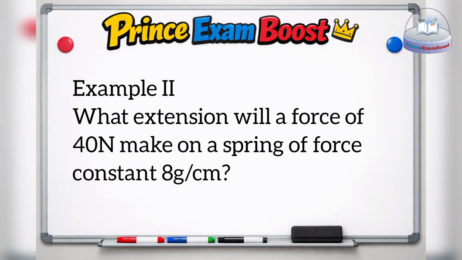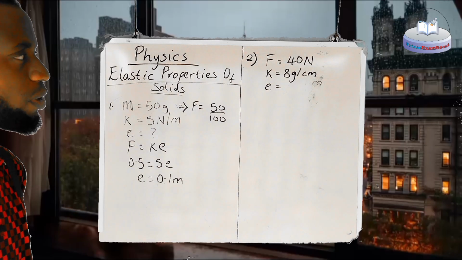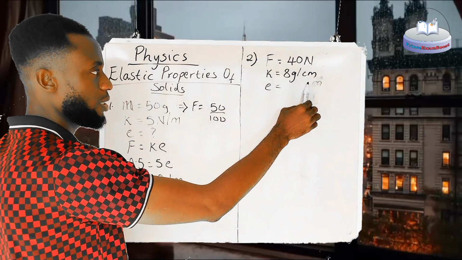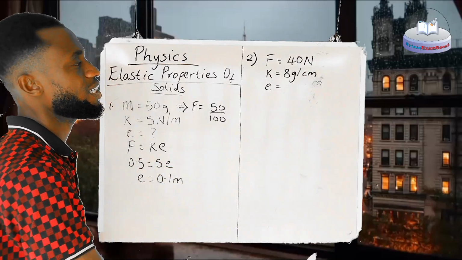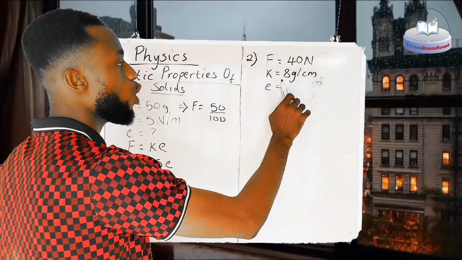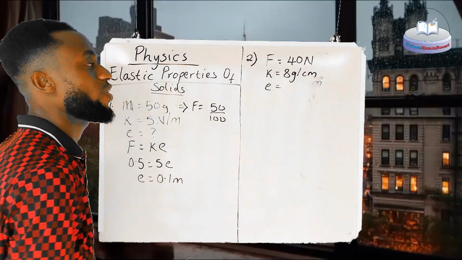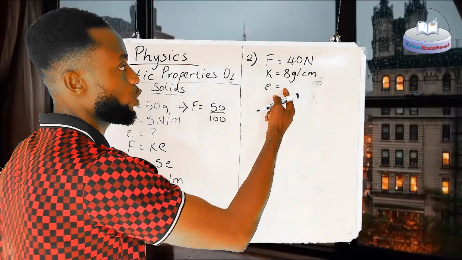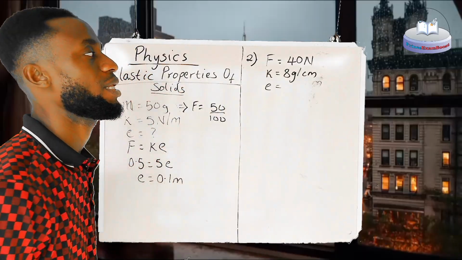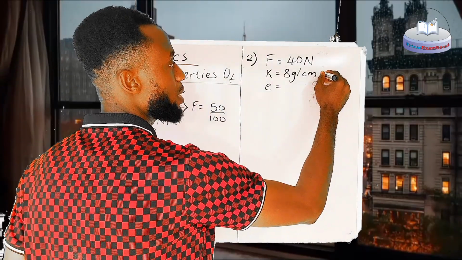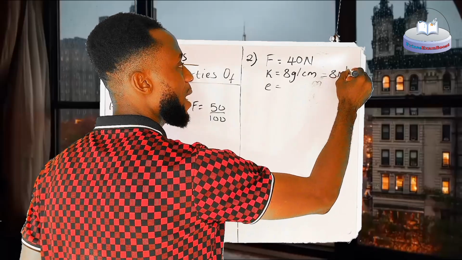Now for this question, the force is 40 Newton. The spring constant is 8 grams per centimeter, and we're asked to find the extension. Remember what I said? So this is gram per cm and we're having force in Newton, so that doesn't make sense. It's either we change Newton into grams or we change this unit into Newton per meter. And I think it's easier to convert the K right now, because what I said was that gram per cm is exactly the same thing as Newton per meter. So this automatically is 8 Newton per meter.